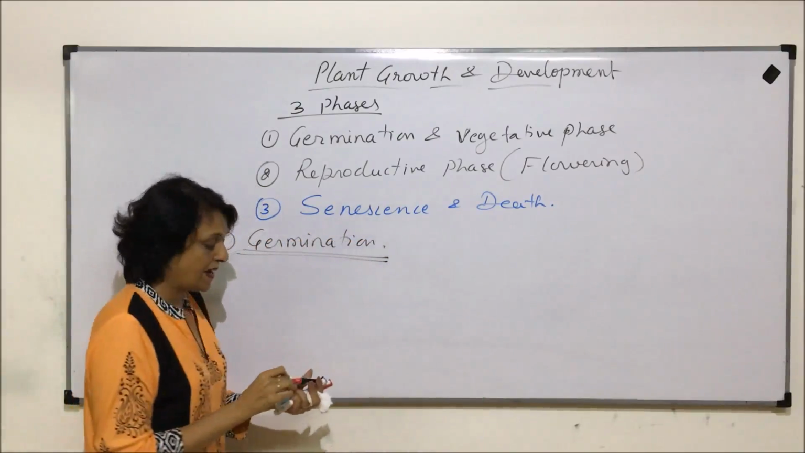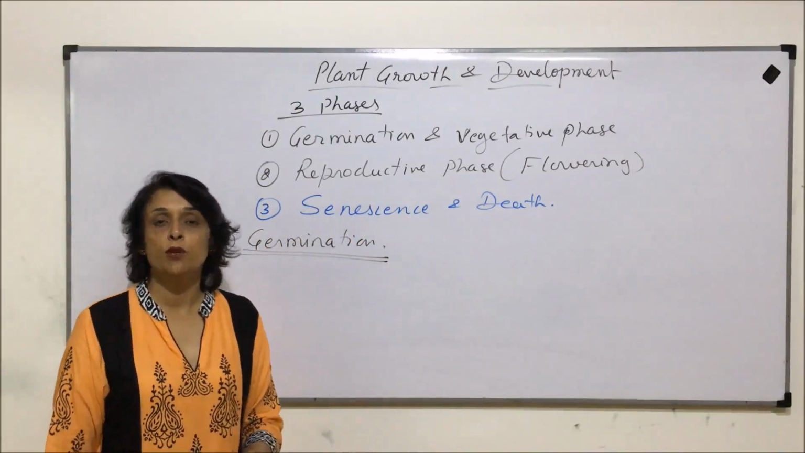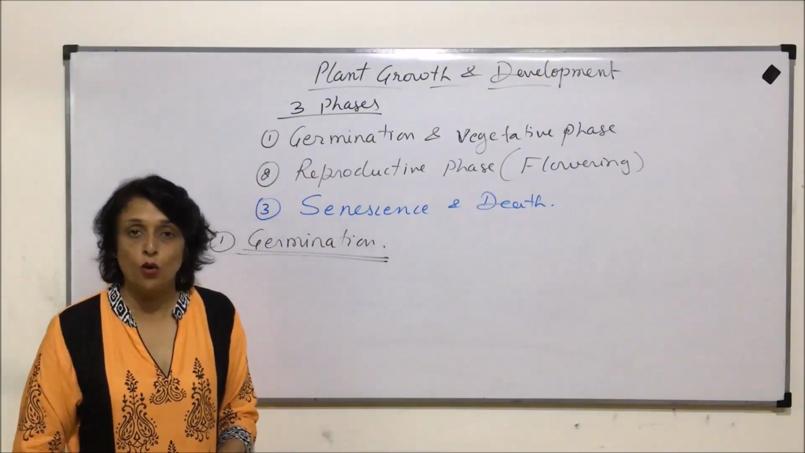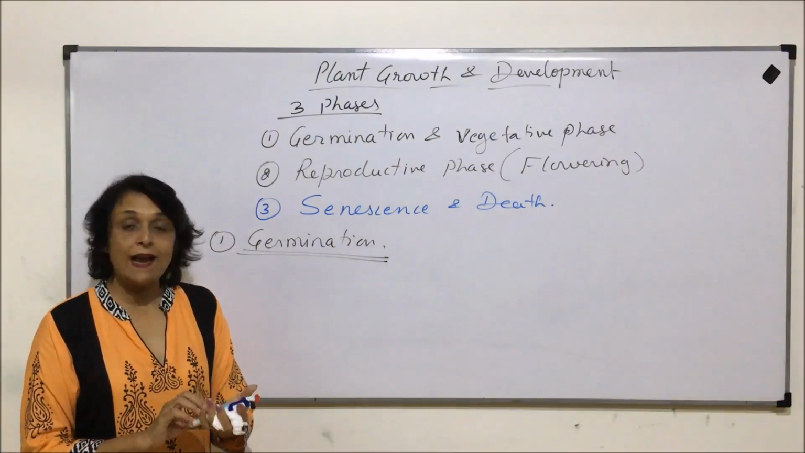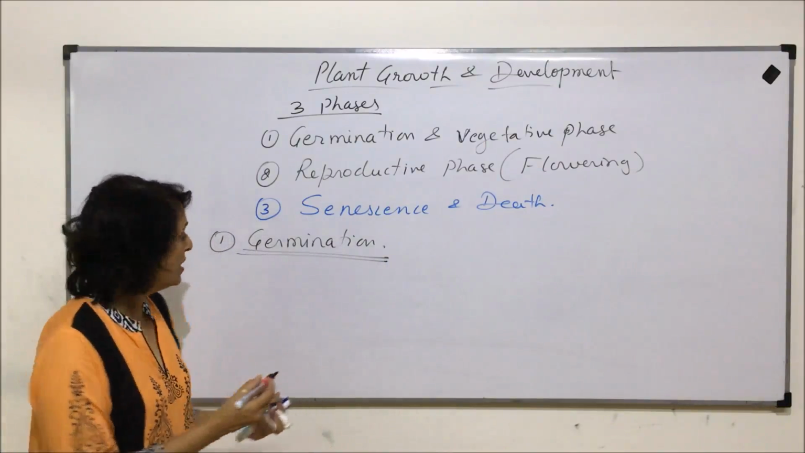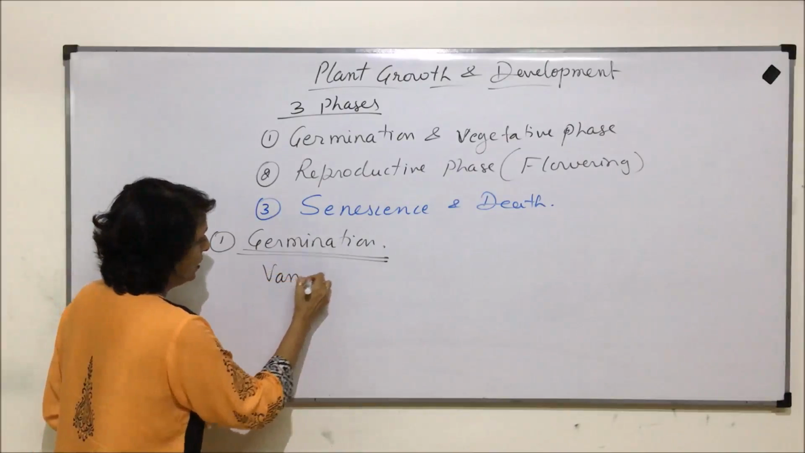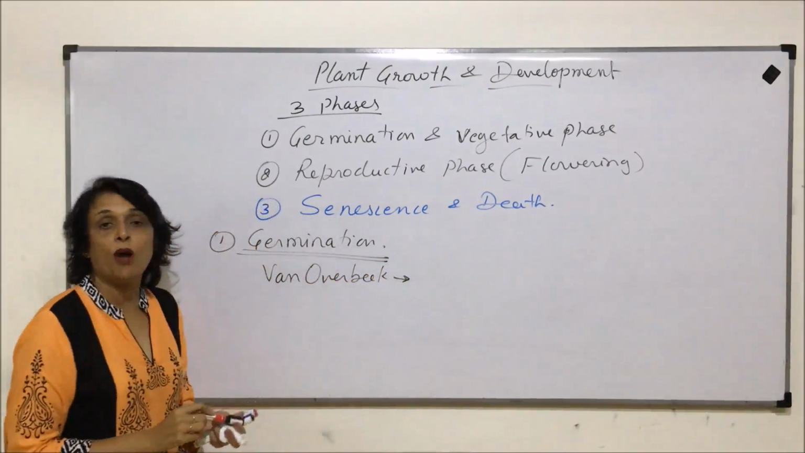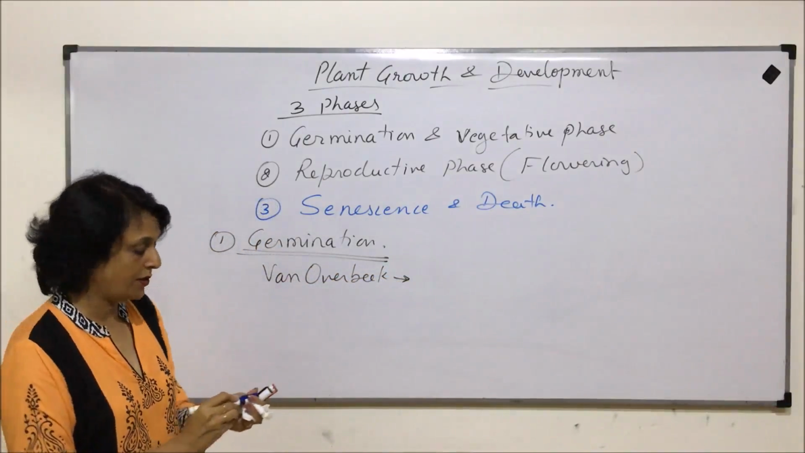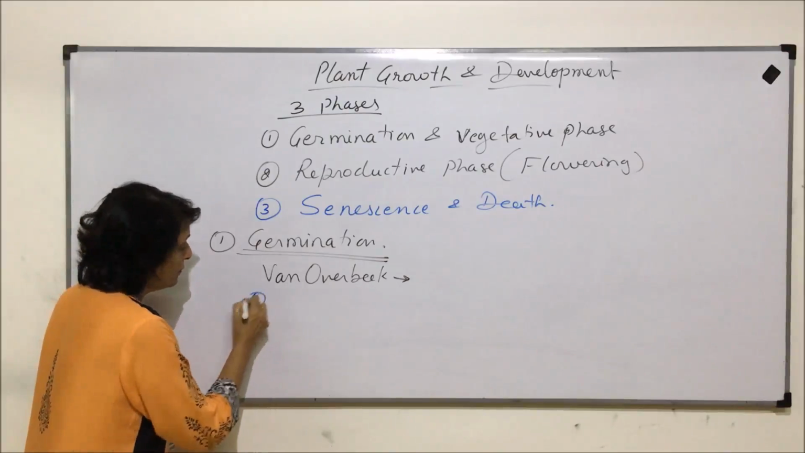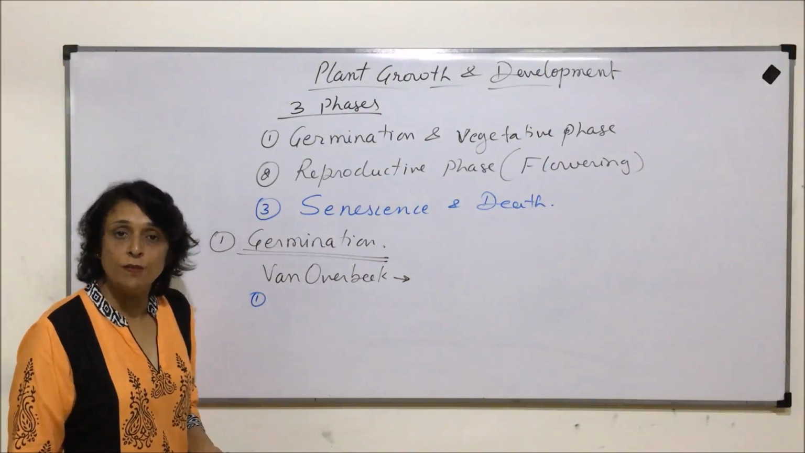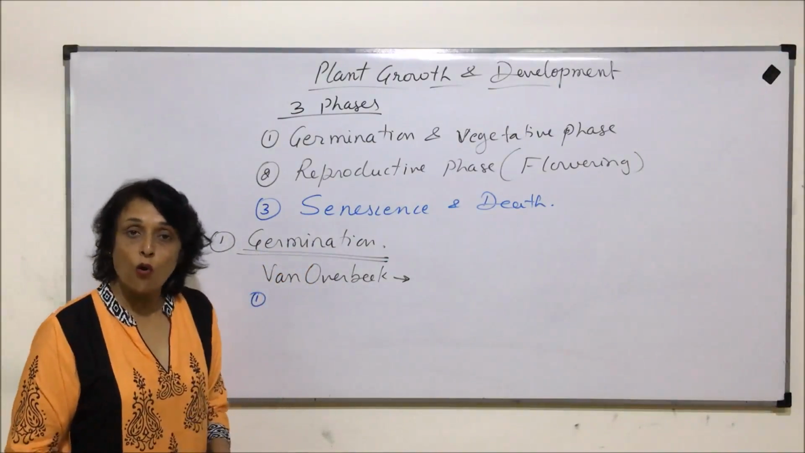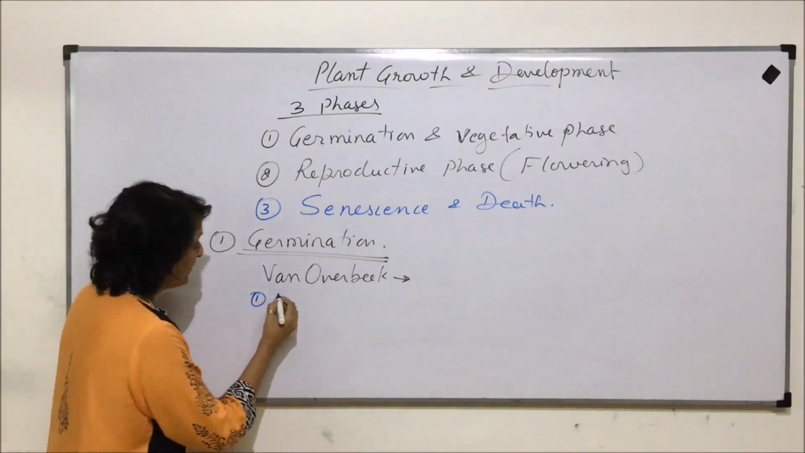Germination is the time when the radicle emerges, the plumule emerges, and from that seed a baby plant grows. To understand what exactly happens during germination, the scientist Van Overbeek explained the complete process of this germination. The first thing that happens when the seed germinates, that means the dormancy period is over. So first step is imbibition.